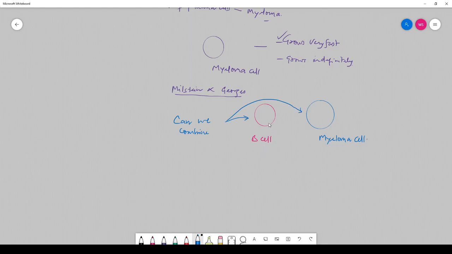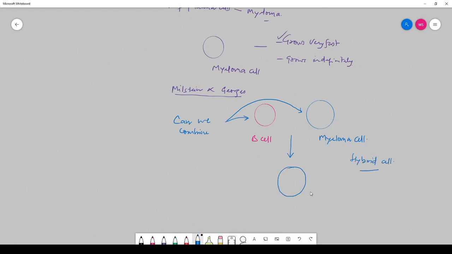If they could combine, then they would have a B cell which has got an antibody producing capability and a myeloma cell which can grow indefinitely. Both properties they would have. Turns out they could do that. They could create a hybrid cell. Okay?